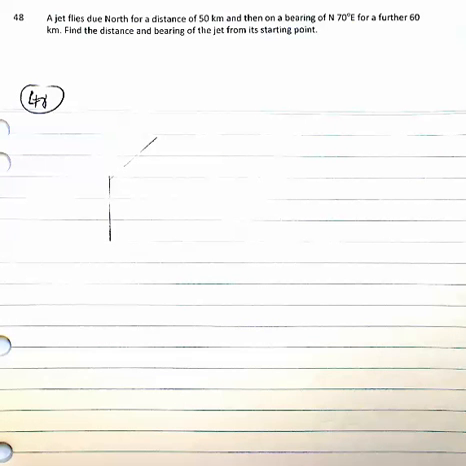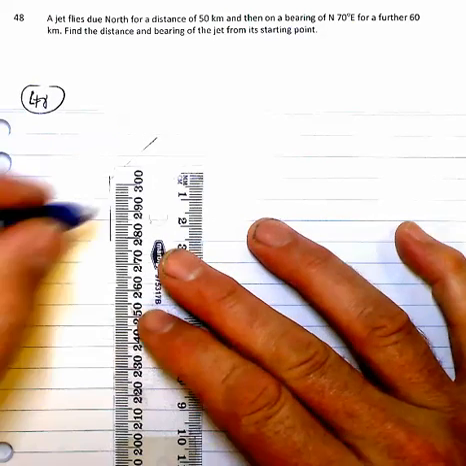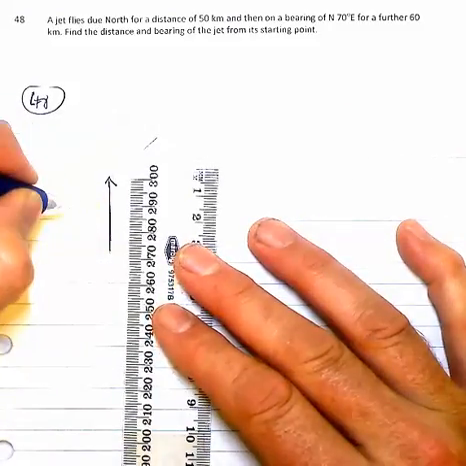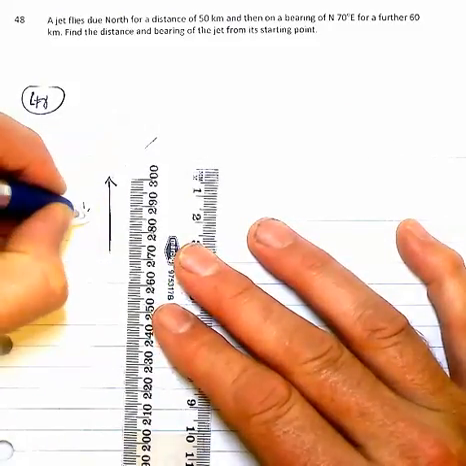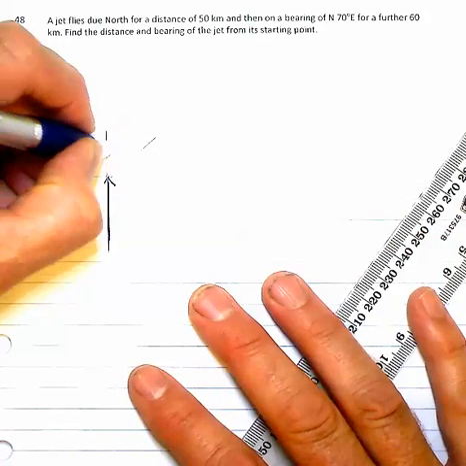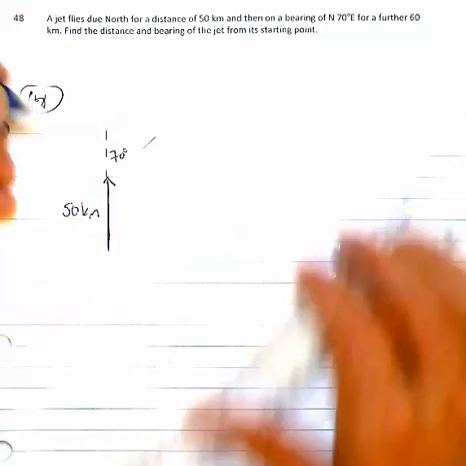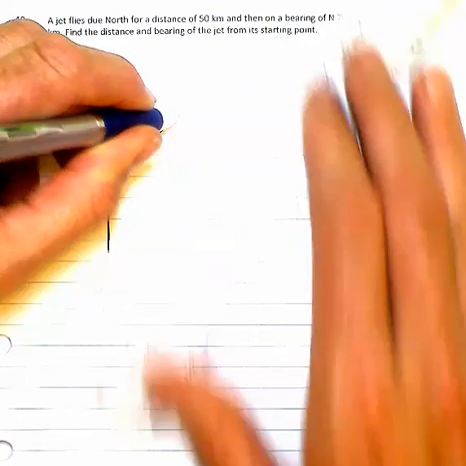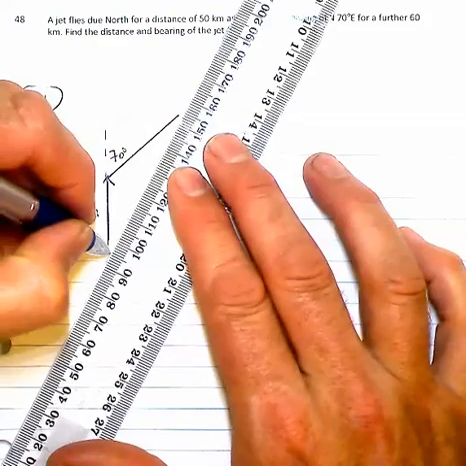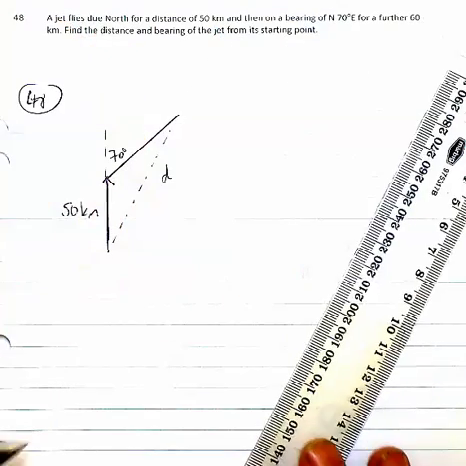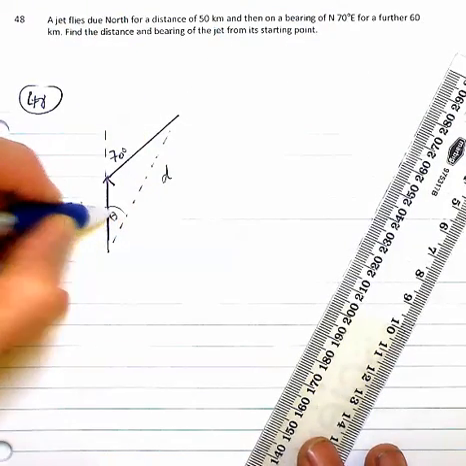Question 48 is very similar to one of the ones in the compendium. We've got a jet flying north for 50 kilometres. It then heads off north 70 degrees to the east for another 60 kilometres. I'm then asked to find the distance it is from its starting point as well as the bearing.